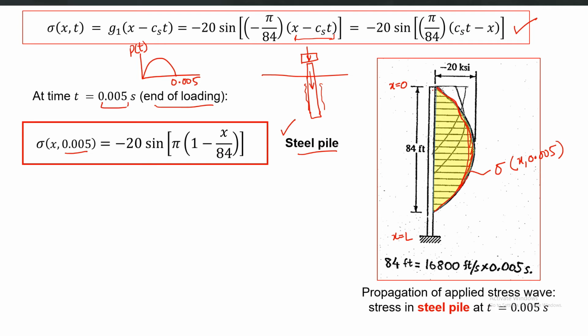What if we plot the same function for any time less than 0.005? Let's say 0.002 second. In that case, you will be plotting the stress profile along the length even at the time when the applied loading was continuing, because this will be 0.002. So even though the applied loading is there, you are plotting the stress profile along the length of that rod. In that case, you may get this line.